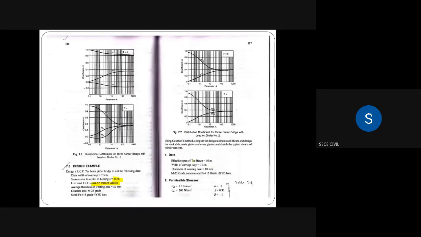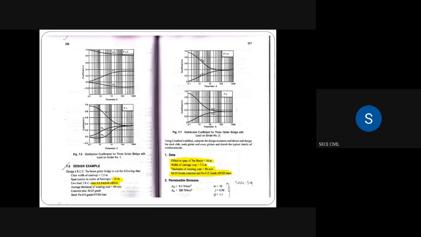So the first step is data. We have to write the data. The effective span of the T beam is 16 meter. This is the main girder, so main girder length is 16 meter. Width of carriageway is 7.5 meter, so the cross girder is 7.5 meter. Thickness of wearing coat 80 mm, M25 and Fe415 HYSD bars we have to use.